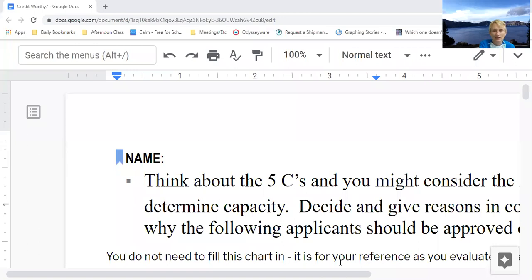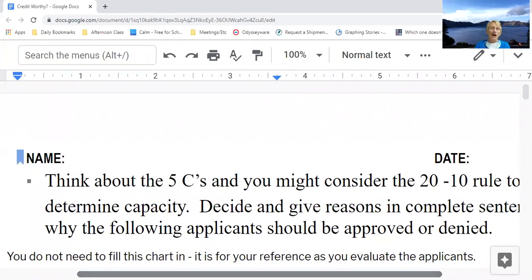And I don't think I'll probably have to worry about either of my people in class right now, but for others, I want to make sure when I say think about these, I tried to decide and give reasons in complete sentences why the following applicants would be approved or denied. So don't just think about it and then say approved or denied and think that that's the whole answer. I'm not giving you all the points for just saying yay or nay, a 50-50 chance.